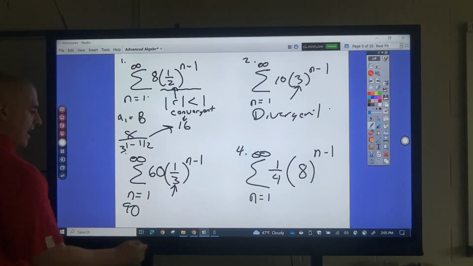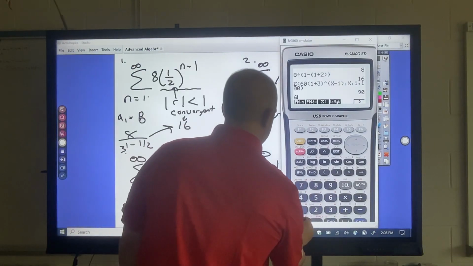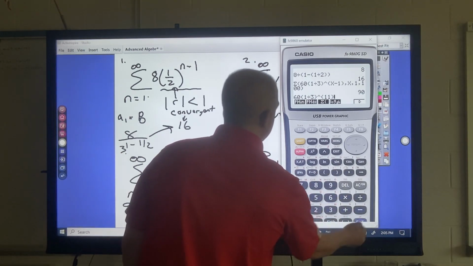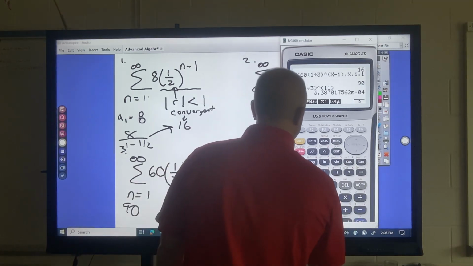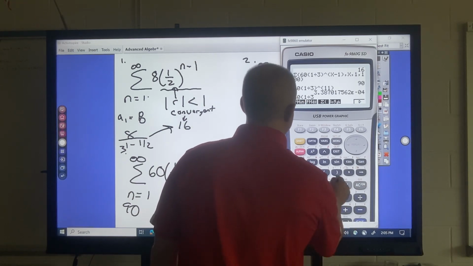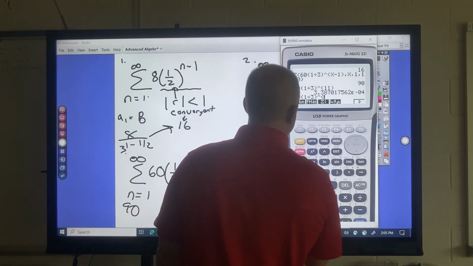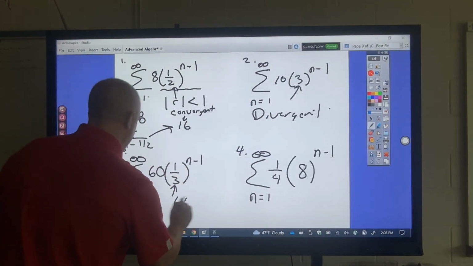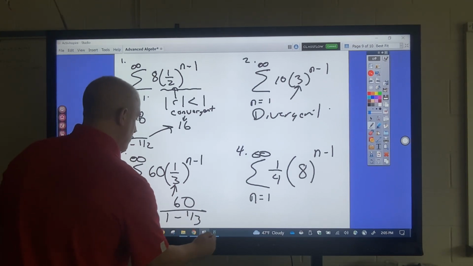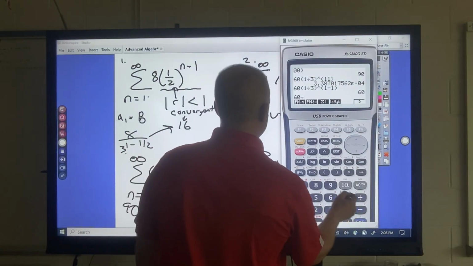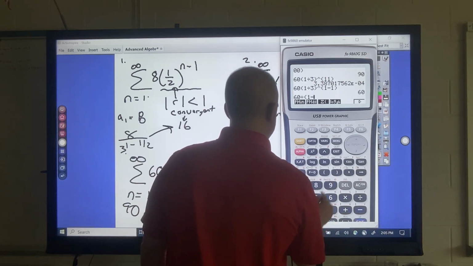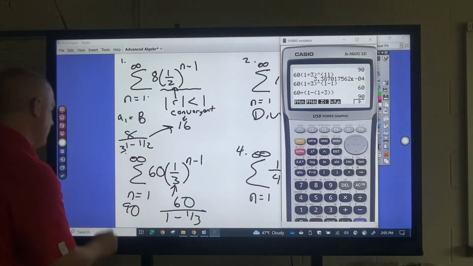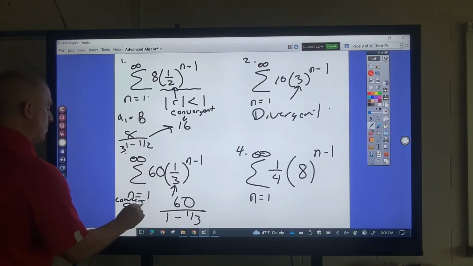Or you could substitute that in and do 60 times 1/3 to the 1 minus 1, because that's the first term. That's 60 divided by 1 minus 1/3. You can do it that way if you wanted to. Either way is fine. It's 90. So this is a convergent series with an answer of 90.